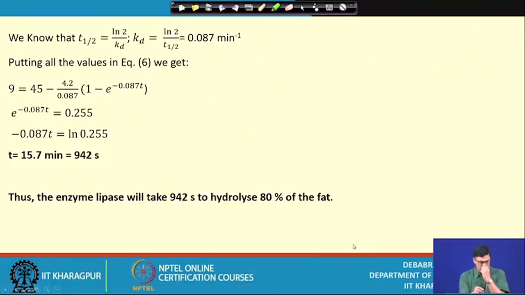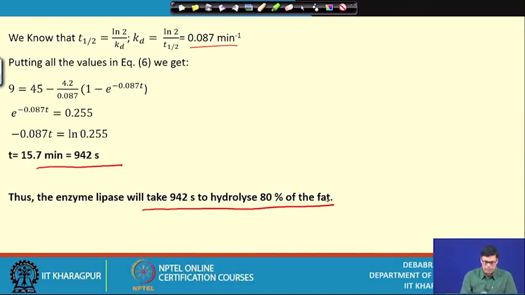So t half equal to ln 2 into this, we know that ln 2 by Kd. The Kd will be equal to what? This value. And then if we put all these values in this equation, we can find out the time required for this particular reaction, for 80% of the fat degradation. So our answer to this problem is that 942 seconds time is required for the hydrolysis of 80% of fat.